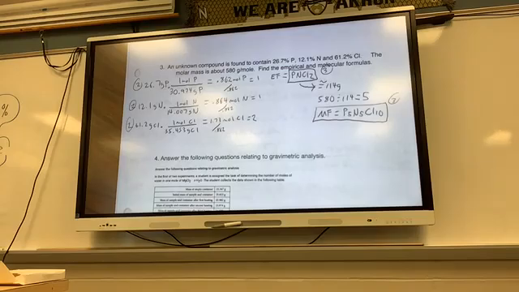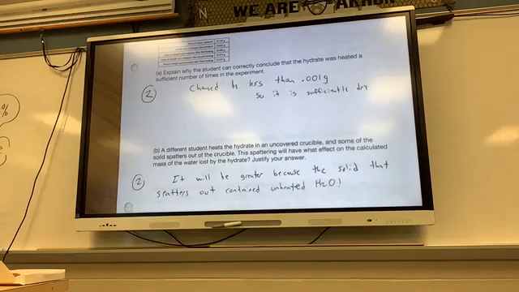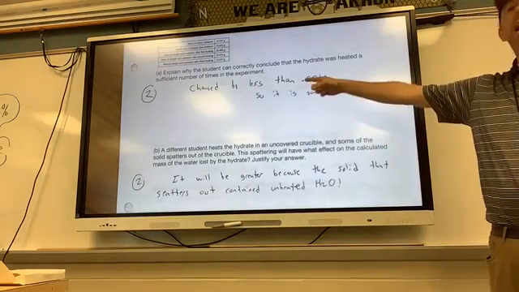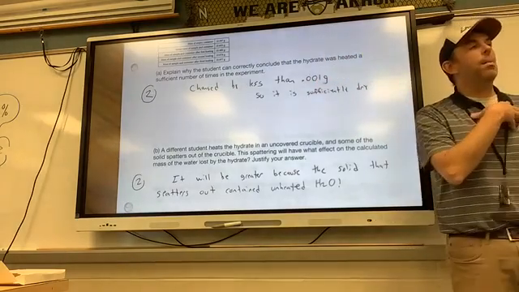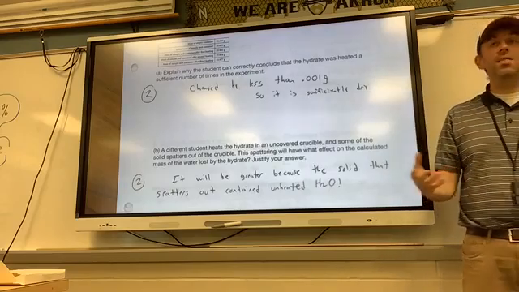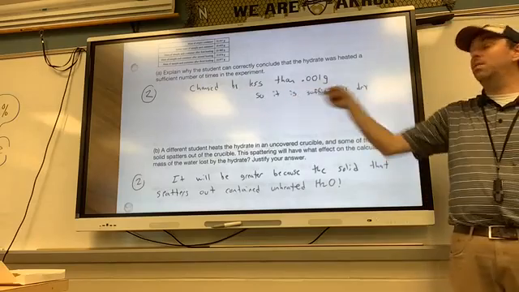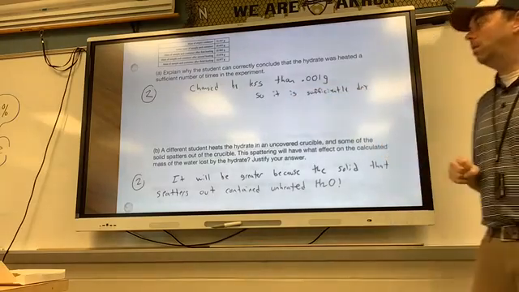Okay. Number 4. This is kind of like our lab. 4A. How can the student correctly conclude the hydrate was heated enough times? It changed by less than 0.001 grams. In our lab, how much did it have to change by? 0.01. So if it's changing by less than 1/1000th, it can be assumed that it's sufficiently dry. So I was looking for something like that.